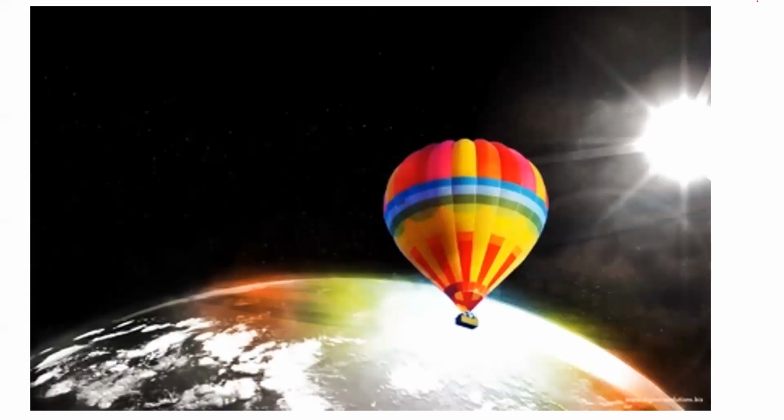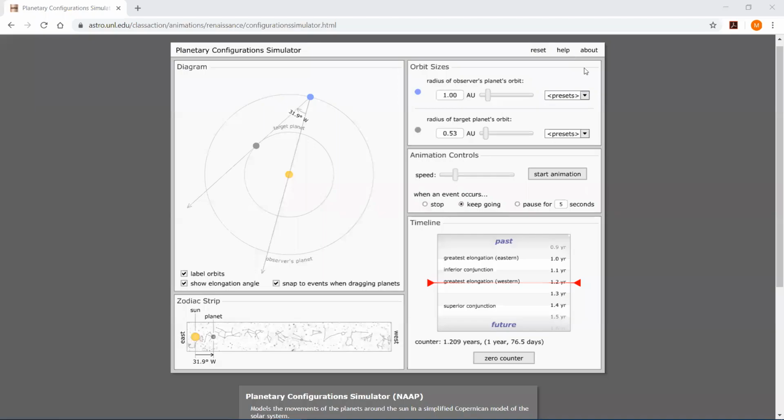Okay, so how the heck did they make these measurements? And before I explain this picture, let's take a look at a simulation. Here we are back at the Nebraska Astronomy Applet Project website, our old favorite. And I really like this simulator, the Planetary Configurations Simulator. So you've got the sun at the center and two planetary orbits. You can think of one of them as Earth. So throughout this talk, the blue planet is going to be planet Earth, and this will be some other planet.